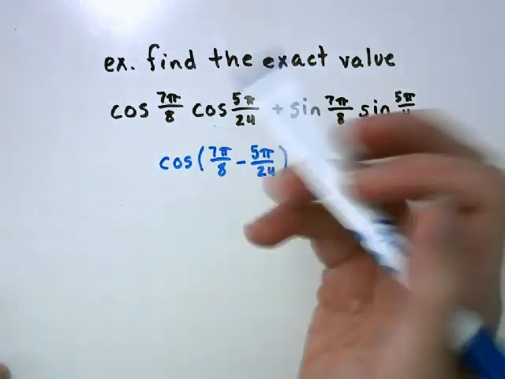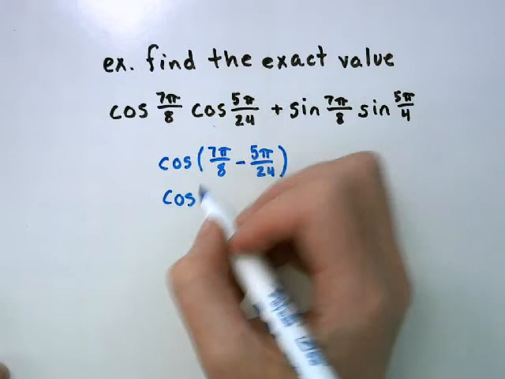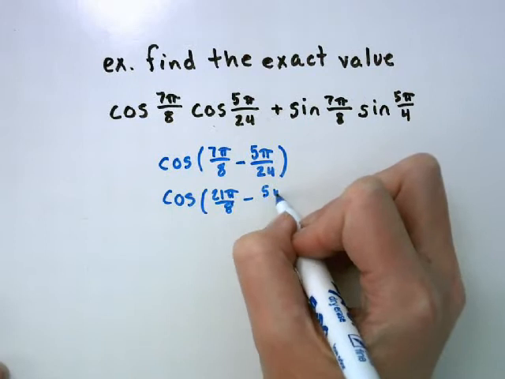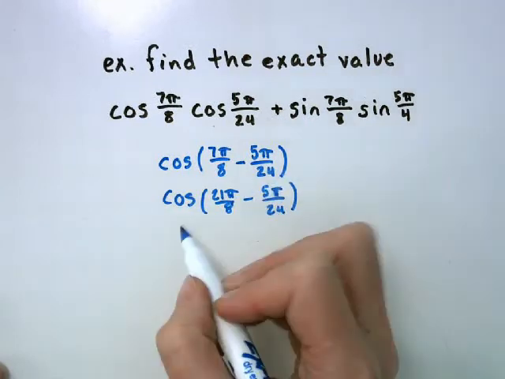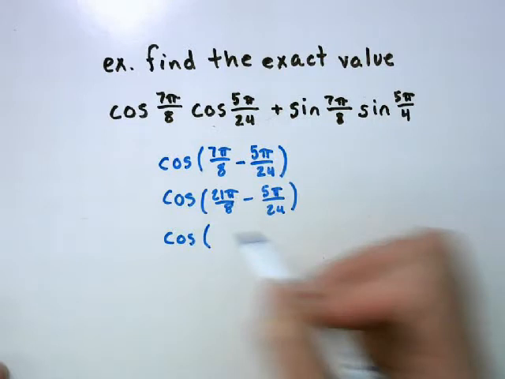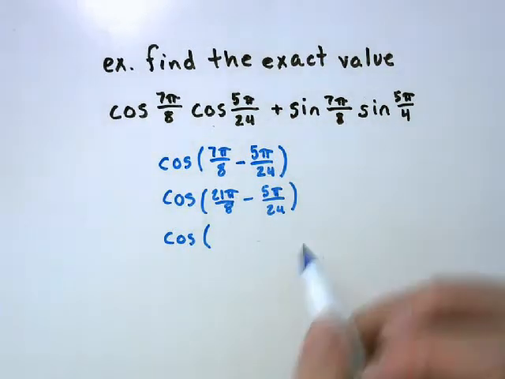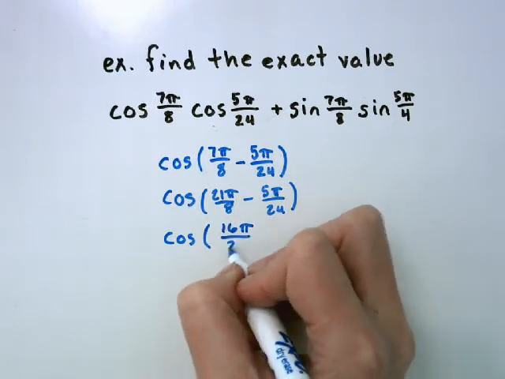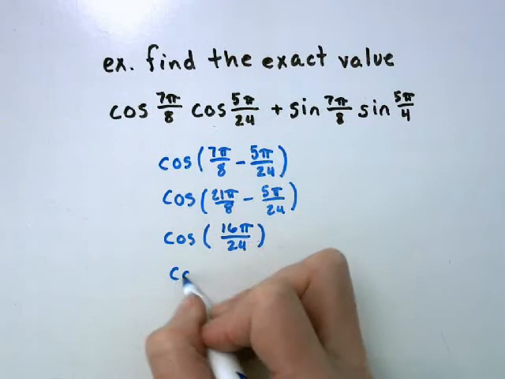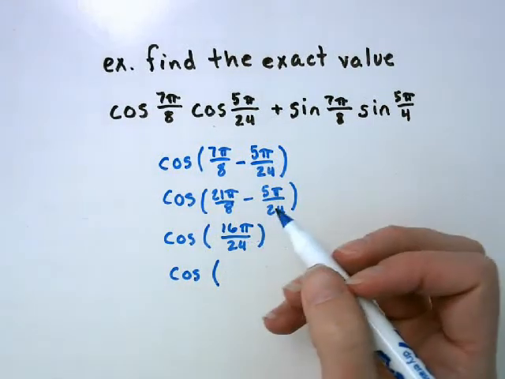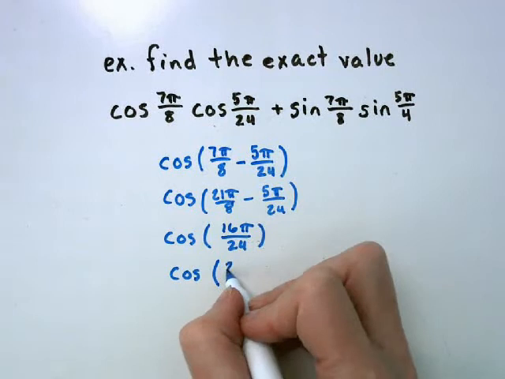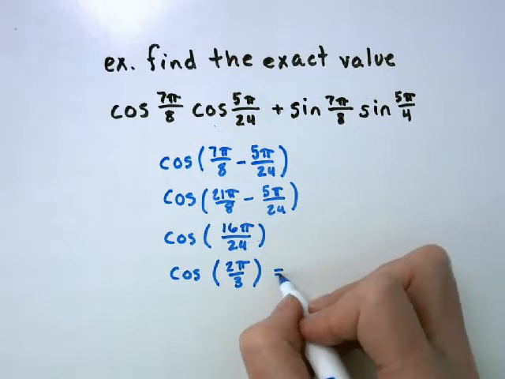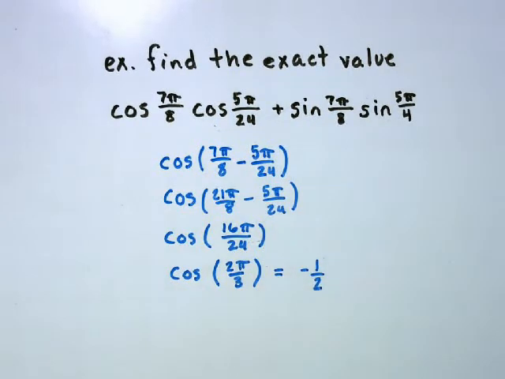Okay, so I'm going to get a common denominator here by multiplying this by 3. So this is going to be 21 pi over 8. So 21 minus 5 is going to give us 16. Then we reduce that. 8 goes into both of those, so we have 2 pi over 3. And then on our unit circle, cosine 2 pi over 3 is negative 1/2.